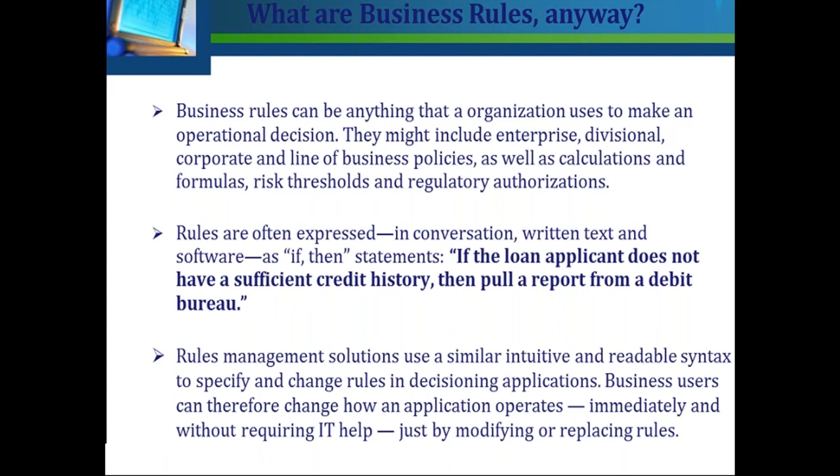For example, if the loan applicant does not have a sufficient credit history, then pull a report from the debit bureau. Even if you want to take any loan, they will check your credit score. If you are maintaining a proper score, then the loan will be approved. So we take that from the debit bureau and check the condition: whether the credit score is maintained properly or not, and then issue the loan.